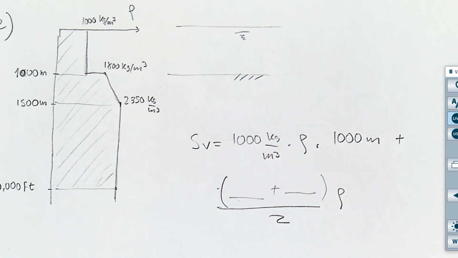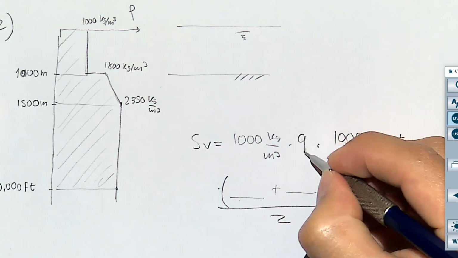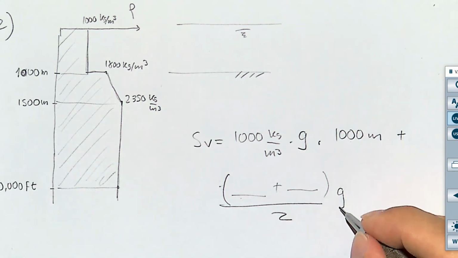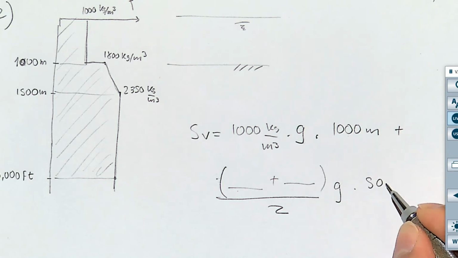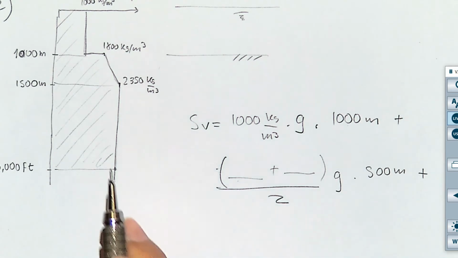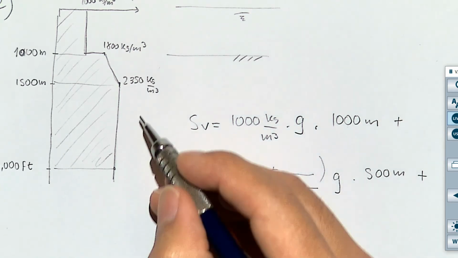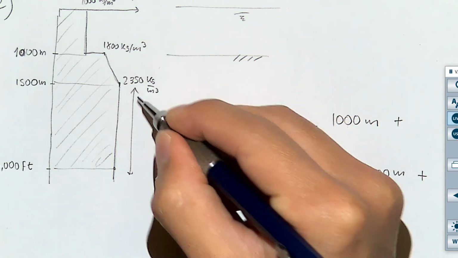times, that's a very weird G. I don't know why I did that. I'm writing a rho. This should be a G. Times 500 meters plus, now that we get again to the constant part, just 2,350, and so on. Okay, I'm not going to write everything, but now it should be just the distance from here to there.